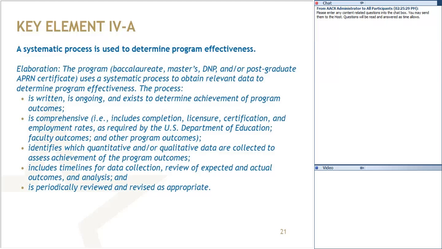The next bullet point talks about timelines. The process should include timelines, what is the frequency of data collection, and not only how often the data are collected, but tell us about the frequency of analysis as well. And finally, there should be a time frame. It should be evident that this systematic process is reviewed with some sort of frequency, that you look at the process and you make changes or revisions in your systematic process as appropriate. As I said, please be sure all the bullet points are addressed when you develop your written systematic process.